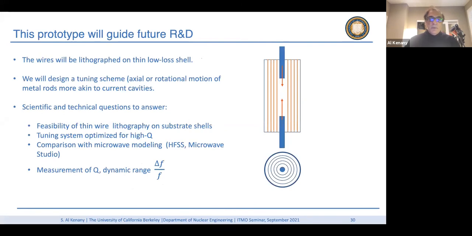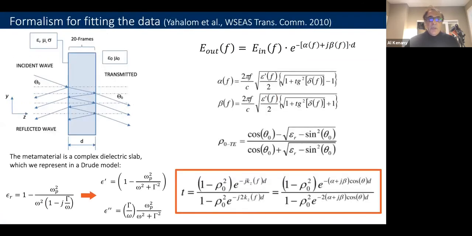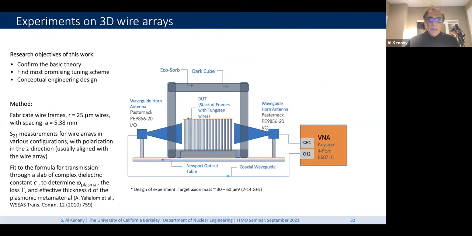So we started building a prototype for multiple purposes, including the feasibility of thin wire lithography later on. And we want to make sure that this concept works first in the lab. So we use an actual physical wire, not gold deposited on a substrate. And we made some calculations about the fitting of the data. So when we measure the data, we apply equations similar to a high pass filter, based on Drude theory of solids.